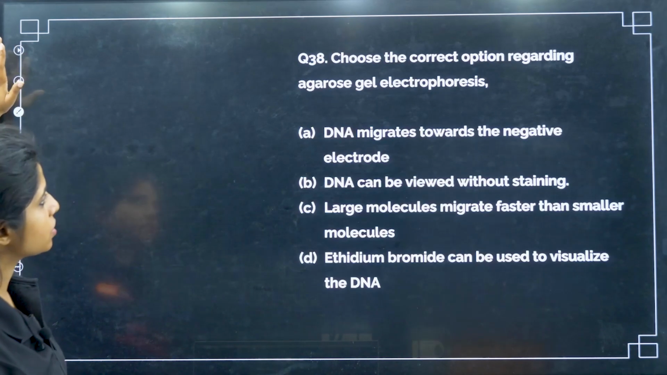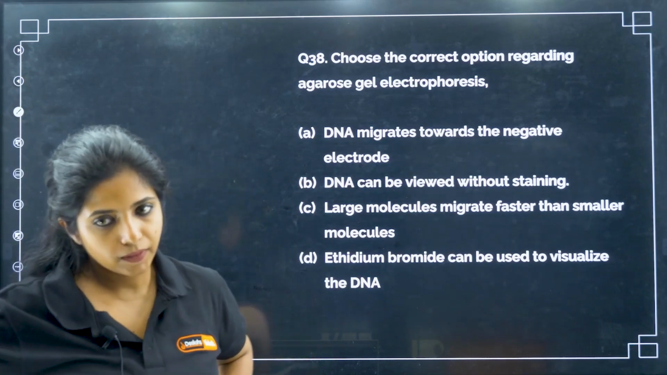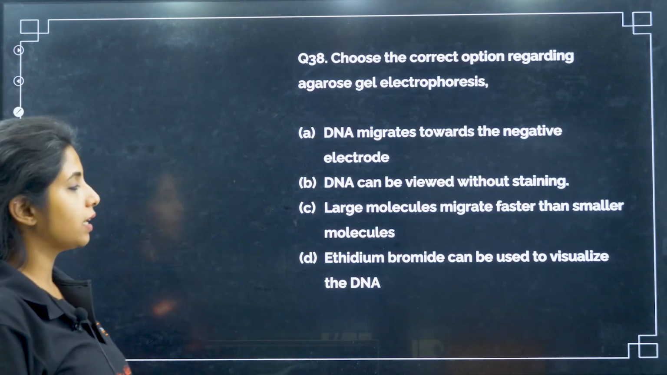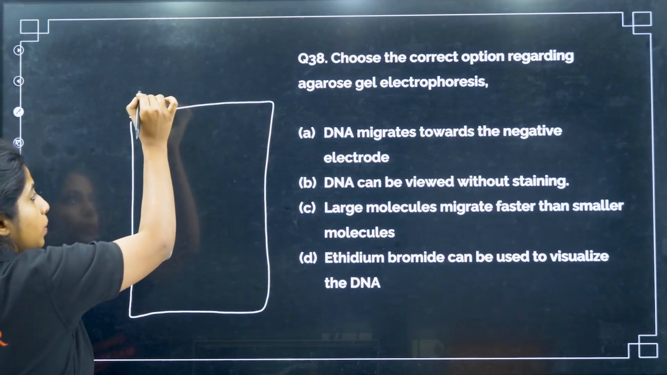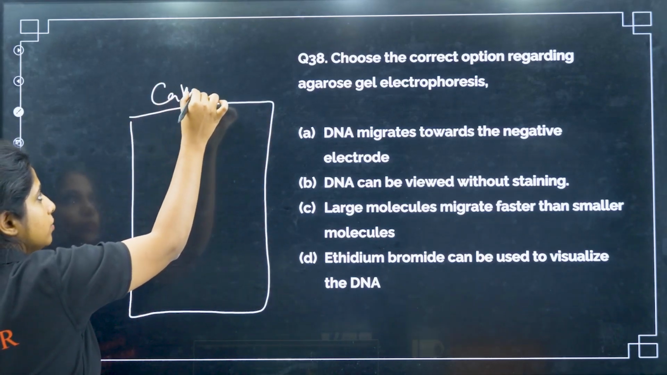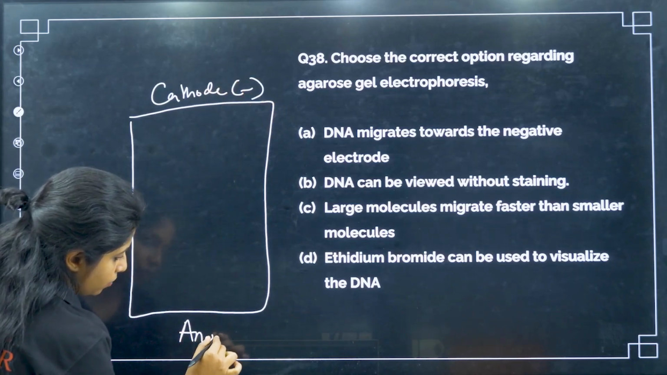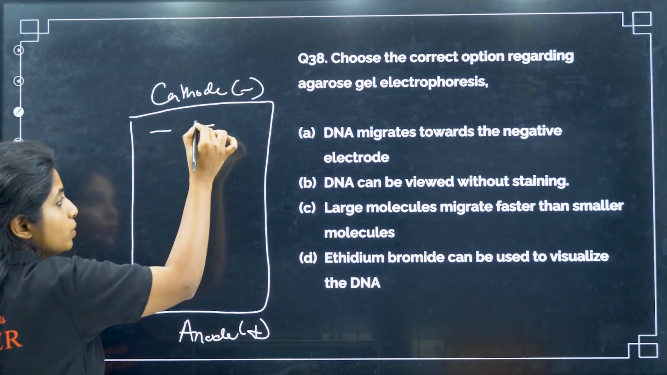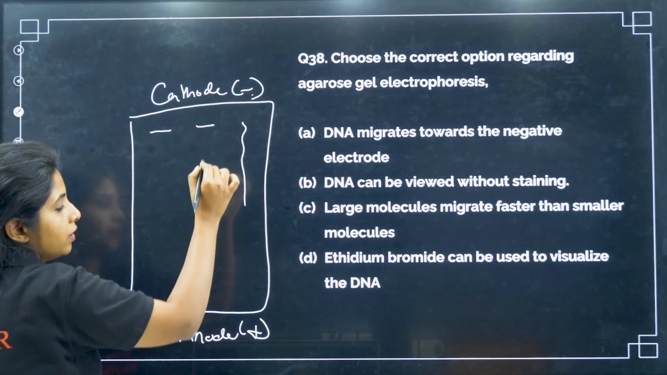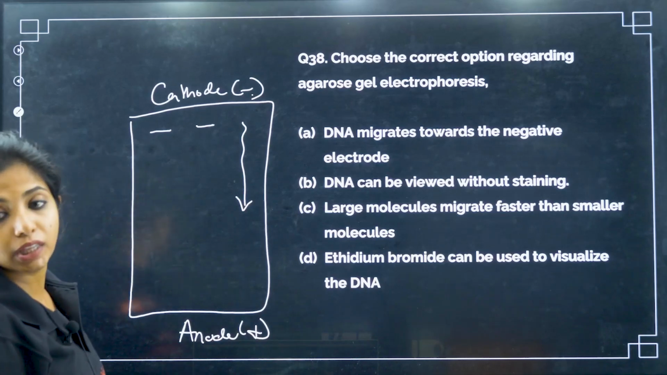Cool. Next, choose the correct option regarding agarose gel electrophoresis. DNA migrates towards the negative electrode. Wrong. DNA is what? Negatively charged. So basically over here you have the cathode. Cathode is negatively charged. Over here you have the anode. Anode is positively charged. DNA is negatively charged, which is why it will move away from the cathode and move towards what? Anode.